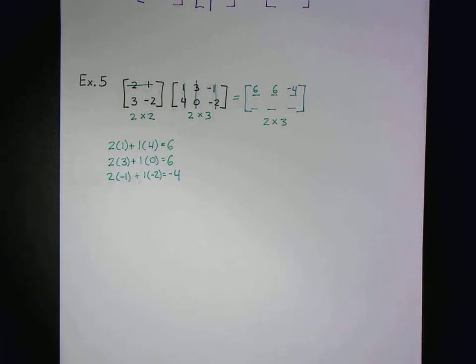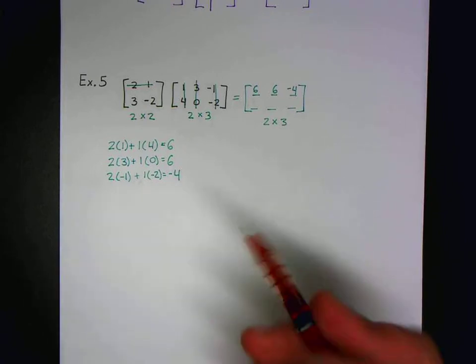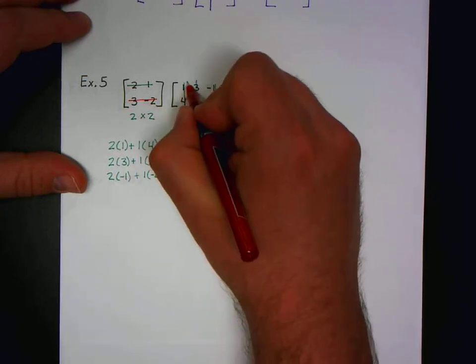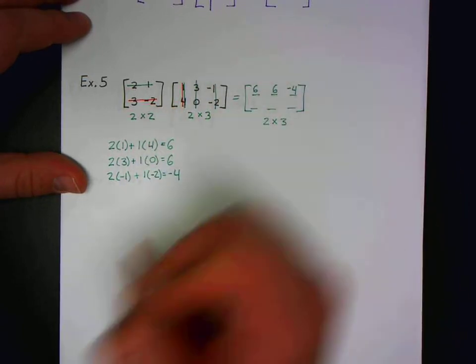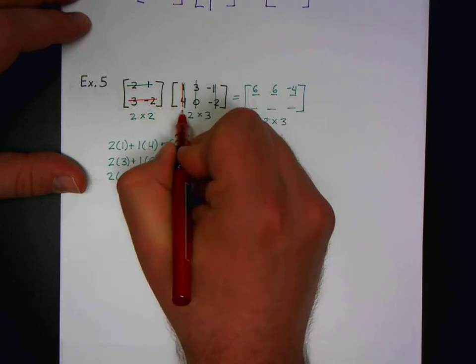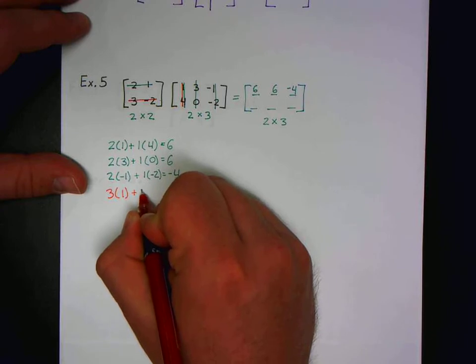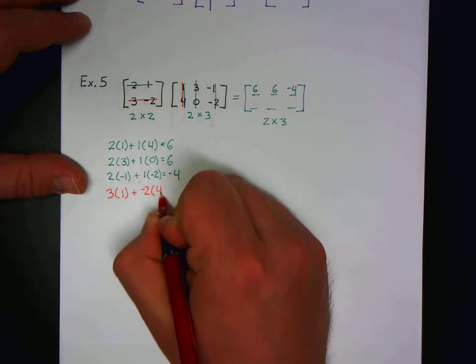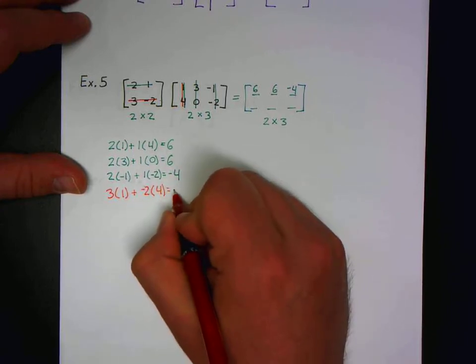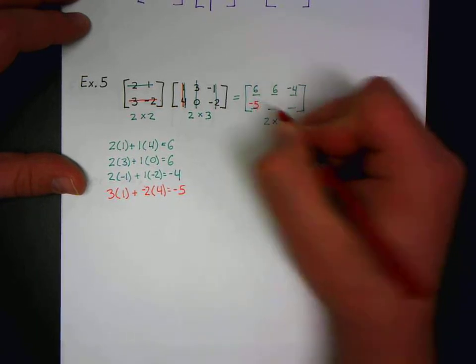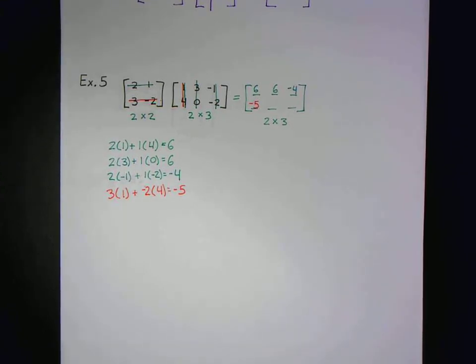Okay, so I took that row times each of the columns. So now I'm going to move down a row. I'm going to use this row. I'm going to take this row times each of the columns. So this row times this column. So 3 times 1 plus negative 2 times 4. So negative 5. Second row, first column. 3 times 1 is 3. Negative 2 times 4 is negative 8.